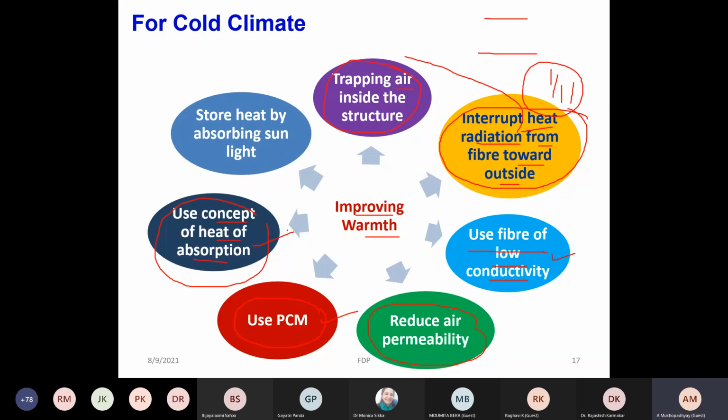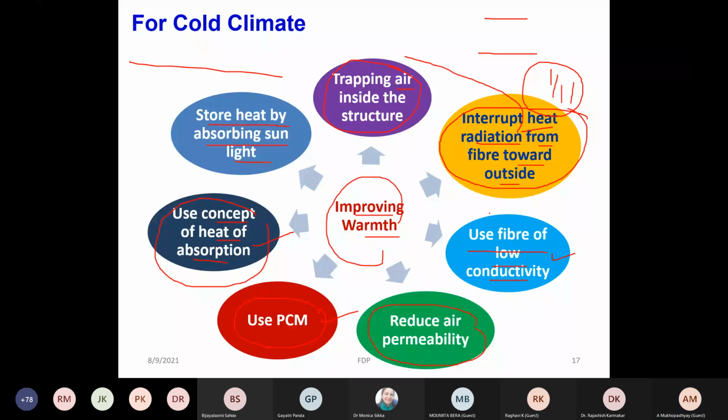And store heat by absorbing sunlight. We can make the fiber with zirconium ion. Zirconium ion can absorb sunlight, using the sunlight as a source of energy, so the fabric can be heated to a certain extent. So in a cold climate, we can improve the warmth by these following means.